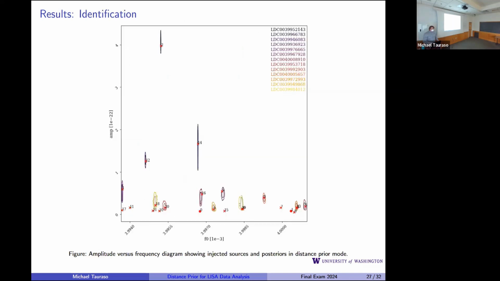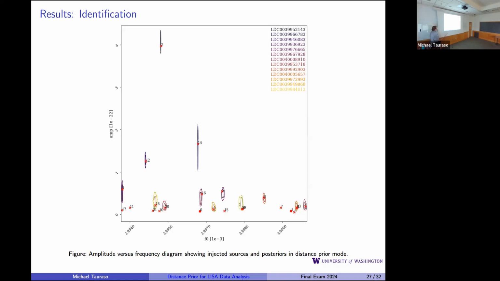All right, so source identification. This is a frequency and amplitude diagram for a very narrow frequency band. The little X's are the injected sources. They're the actual source locations that the simulated data was generated from. And then these are graphs of our posterior in frequency and amplitude space.